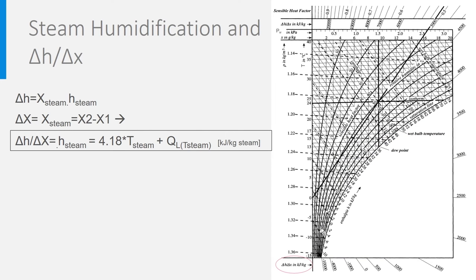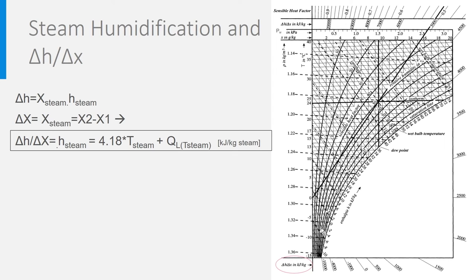How to use the Mollier diagram to find the conditions at point 2? Well, this is the only case where you need to make a small calculation before using the diagram. You need to calculate beforehand the specific enthalpy of the steam, H steam, in kilojoule per kilogram steam, as we did on the slide before. H steam is 4.18 times temperature plus the latent heat. In the Mollier diagram and the psychrometric chart, H steam is called delta H over delta X.